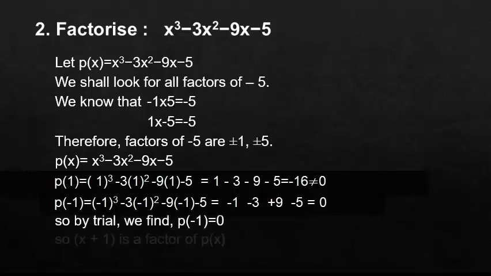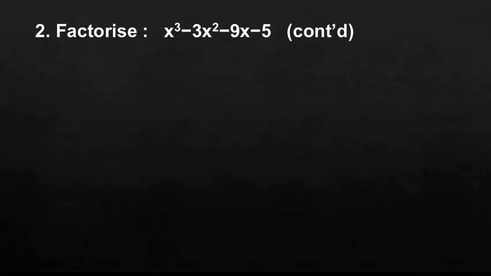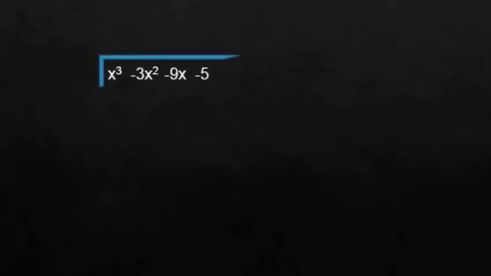So you got one of the factors, x plus 1. So x plus 1 is a factor of px. Now what we have to do is divide the given polynomial by this x plus 1. The given polynomial is x cube minus 3x square minus 9x minus 5, and x plus 1 is one factor. So we are dividing it with the long division method. The dividend is x cube minus 3x square minus 9x minus 5, and the divisor is x plus 1.